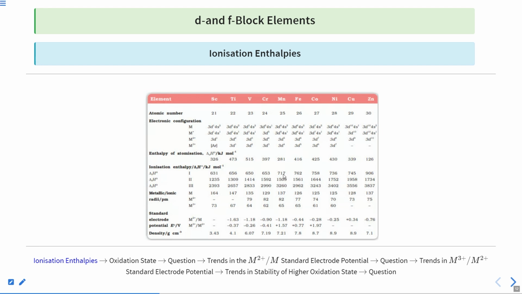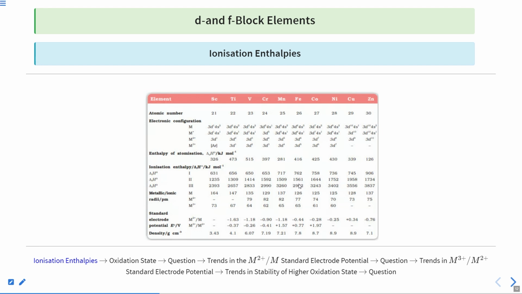But here only we can see a decrease because of the stability that is obtained by removing one electron from the M plus. Similarly, again it starts increasing. Then we see a general increase. Similarly, for the third ionization enthalpy, first it increases, it increases up till here.